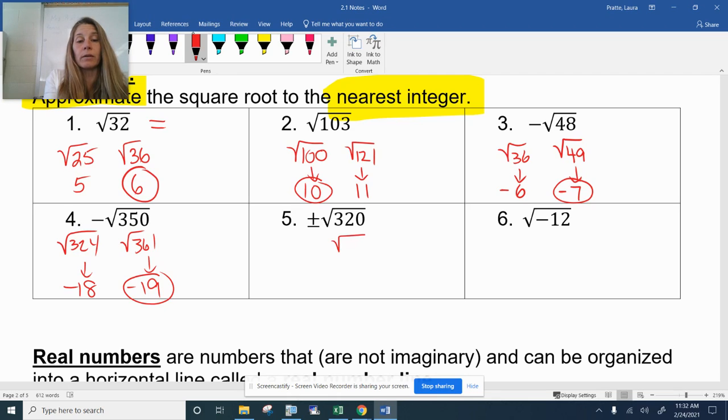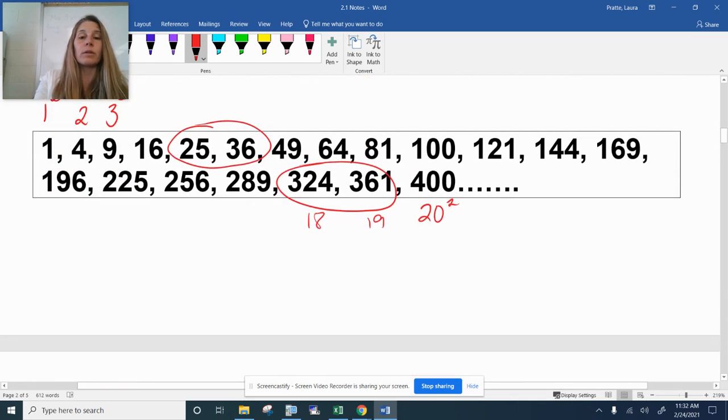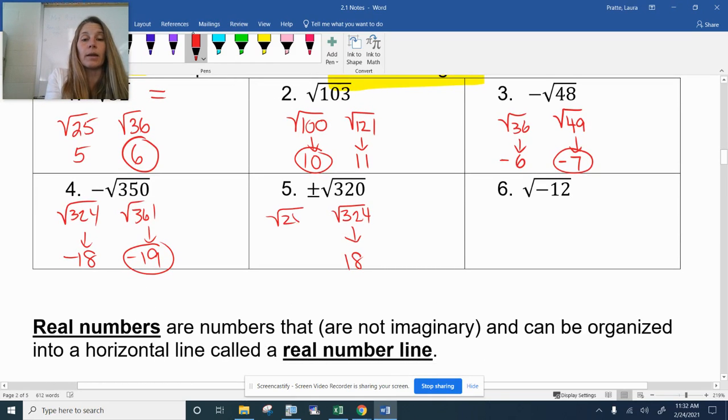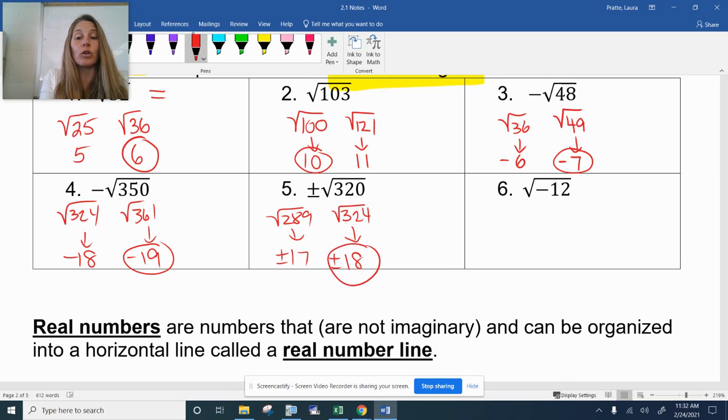Okay, 320. 324 is a perfect square, and that equals 18. But then what else is close to 320? Well, 289 would be the one that's less than that, and the square root of that is 17, and this time I want both answers. Again, 320 is much closer to 324, so my approximate answer here would be positive or negative 18, because the real answer would probably be like 17.8 or something pretty close to 18.